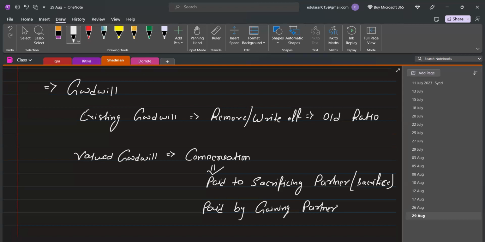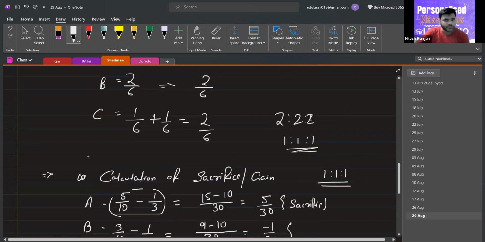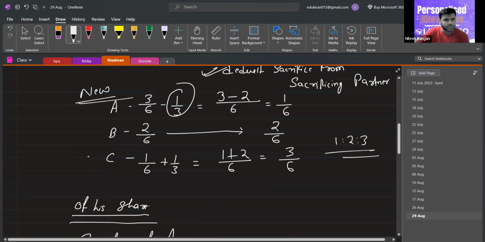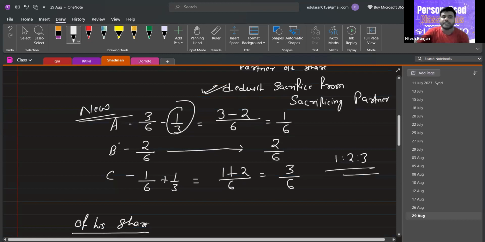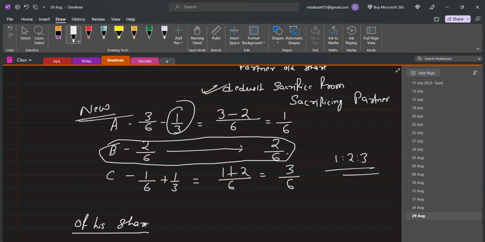In the previous example, B is not gaining or sacrificing, so you can see his ratio is the same: 2/6 is old ratio and 2/6 is new ratio. Here A is sacrificing and C is gaining. If A and B both were sacrificing, then C would have to give compensation to both of them.